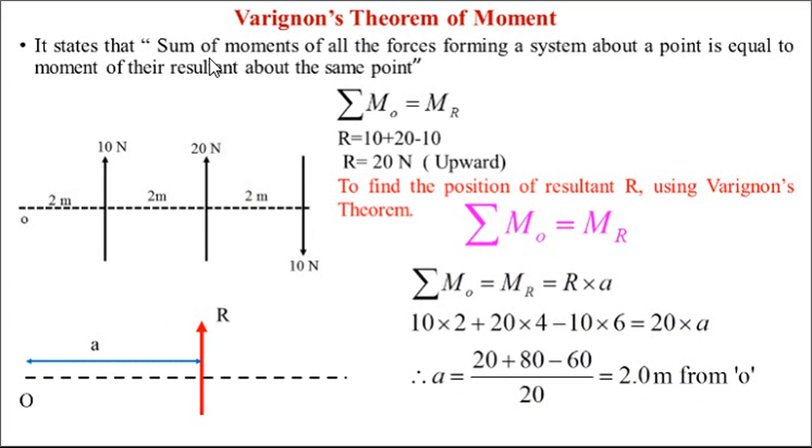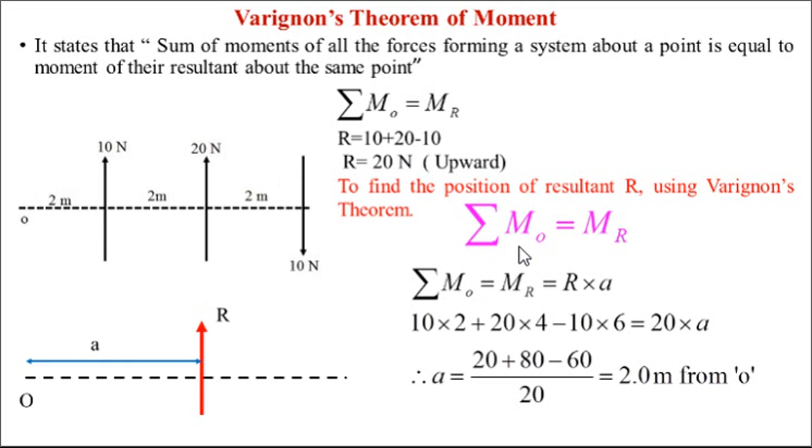It states that the sum of moments of all the forces forming a system about any point is equal to the moment of their resultant about the same point. That is, whatever the moment of the three forces about that point, the same moment will be there of their resultant about the same point. Same thing I have written over here. Summation of MO means the moment of all the forces about O point will be equal to the moment of their resultant about the same point. So resultant is 20 Newton.